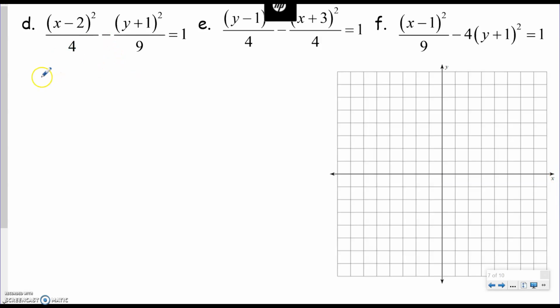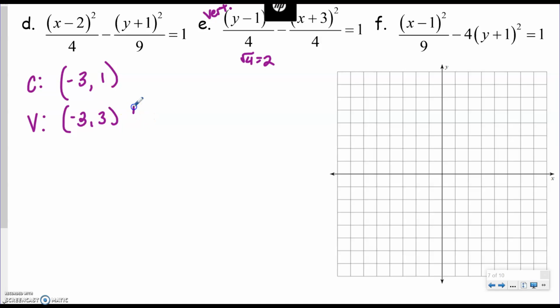So for this one, center, remember x goes first, is negative 3, 1. So I took the opposite of this and opposite of that. For my vertices, this is going to be a vertical one because the y is first. So the square root of 4 is 2. So what I'm going to do is add 2 to my y and subtract 2 from my y. So 1 plus 2 is 3 and 1 minus 2 is negative 1. So that's where I'm going to graph those 2 points.